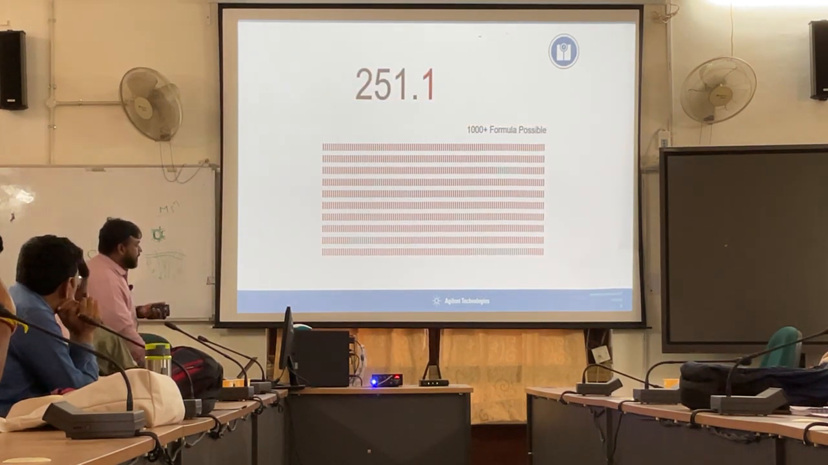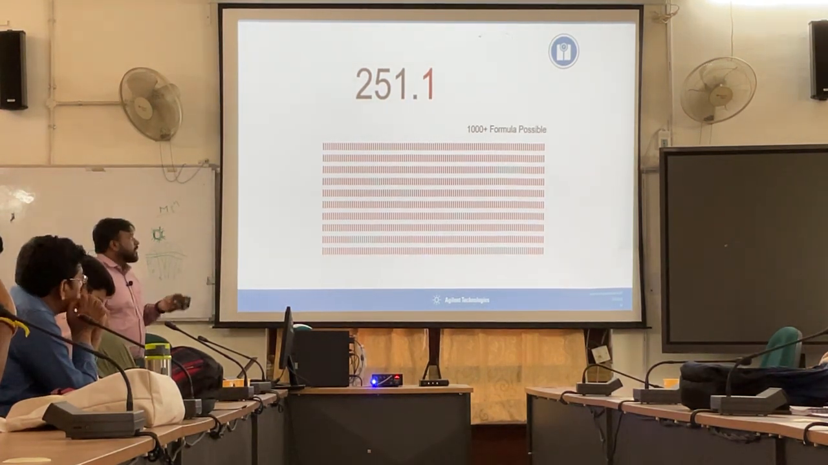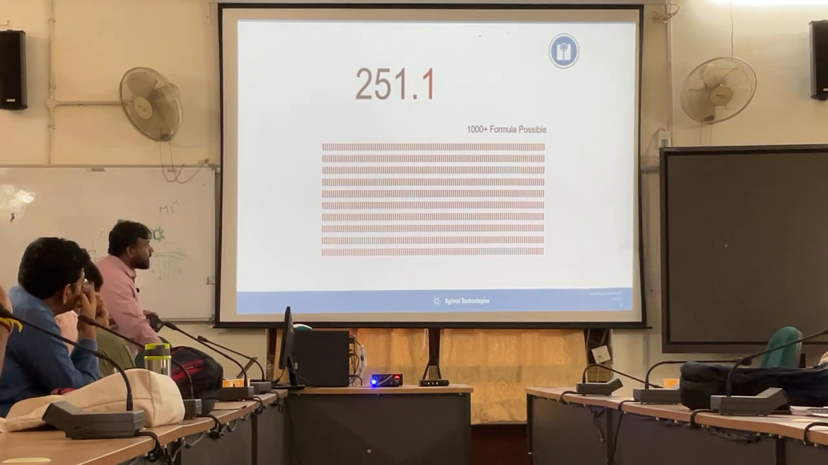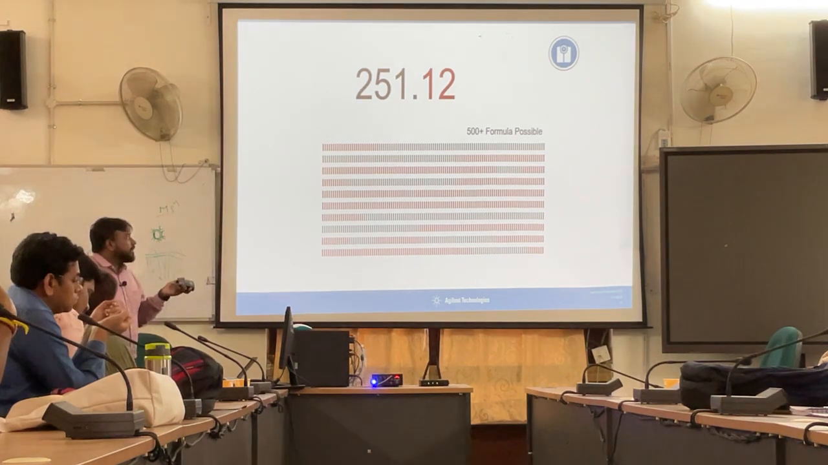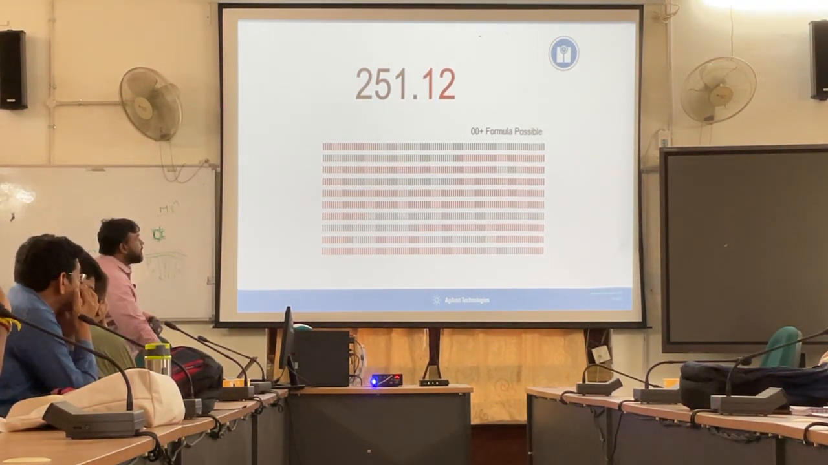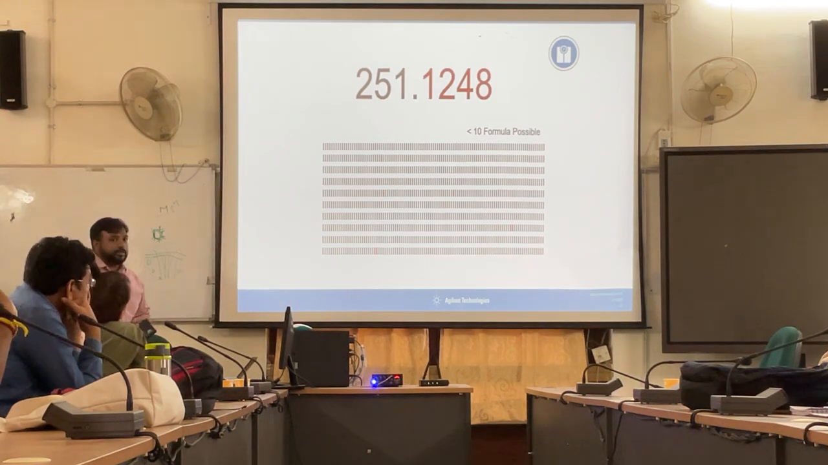So you can identify exactly the monoisotope of that compound. Assume we have a compound and we have the accuracy at the first point of decimal. So the formula possibilities are more than 1000. If we come to the next level of accuracy, then the formula possibilities are reduced by half. On the same basis, if we go to the third digit, there are about 100 formula possibilities, and at the fourth digit, it is less than 10.